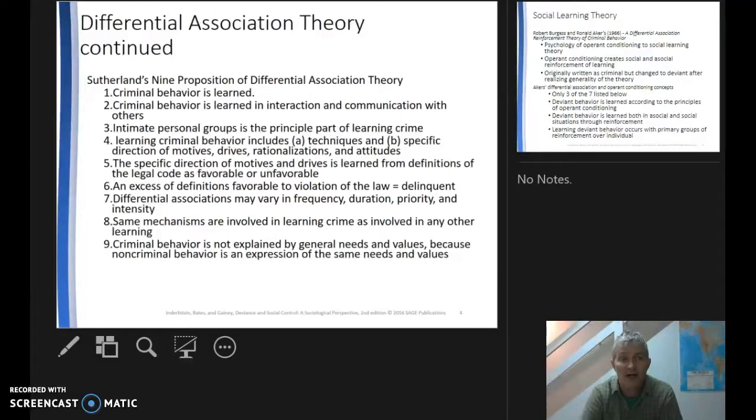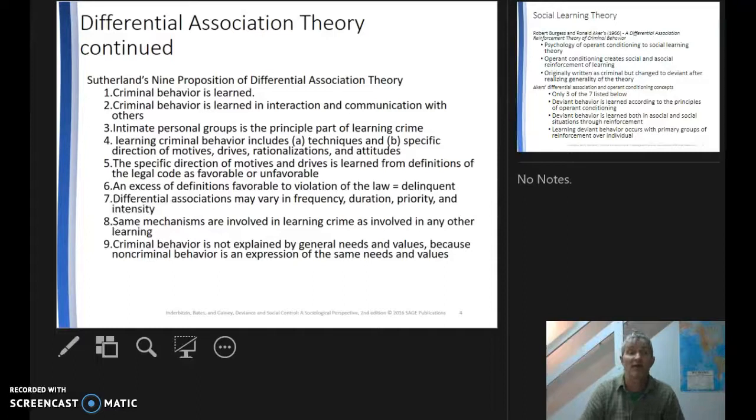He found that the specific direction of motives and drives is learned from definitions of the legal code as favorable or unfavorable. Ultimately, we see this combined with operant conditioning under the direction of Akers, but I'm getting a little bit ahead of myself. An excess of definitions favorable to violations of the laws equals delinquent behavior. So if you have more favorable definitions, you're more likely to be delinquent.